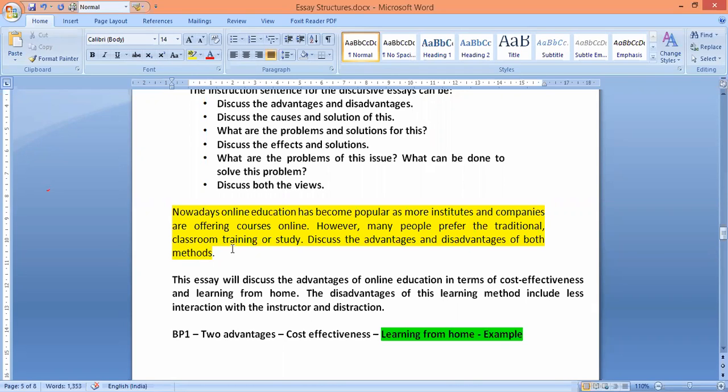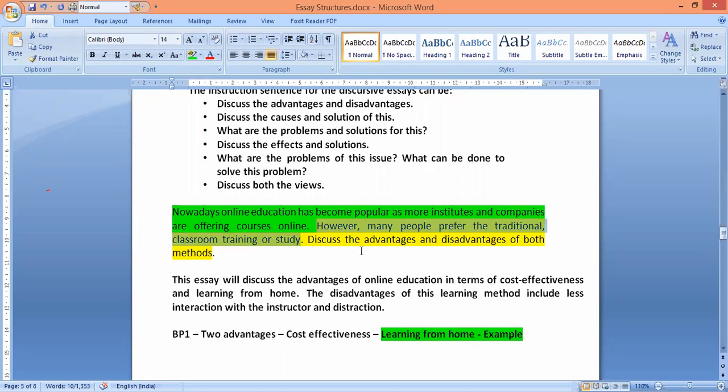Very good, because I remember. And in the second we will discuss many people prefer the traditional classroom, and we'll put both in one only. Yes, that's a very confusing question. Otherwise, questions are not confusing. It is asking for the advantage and disadvantage of this. For this kind of question, we should write only one advantage and one disadvantage in BP1, and one advantage and one disadvantage of this in BP2.